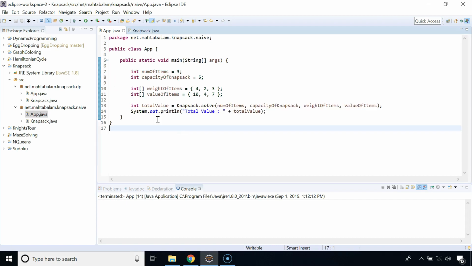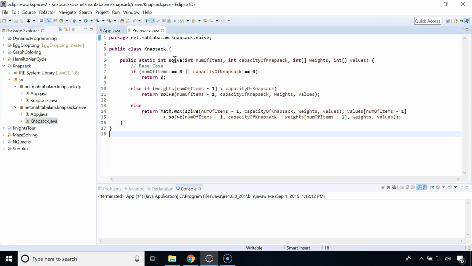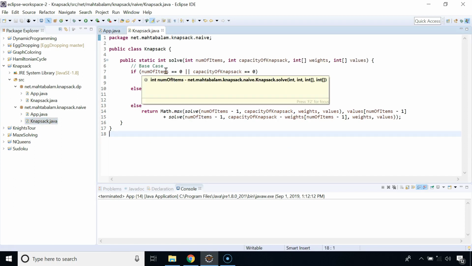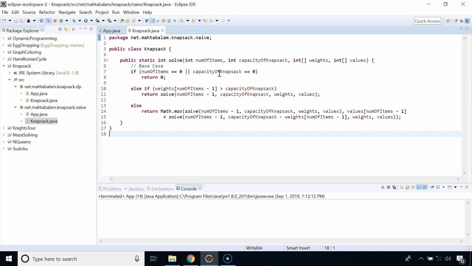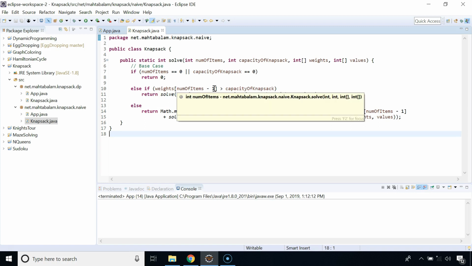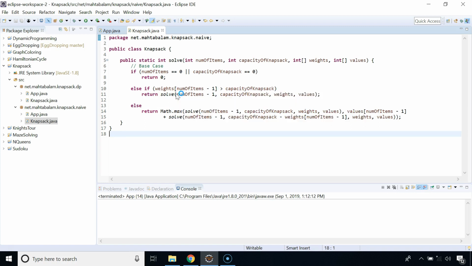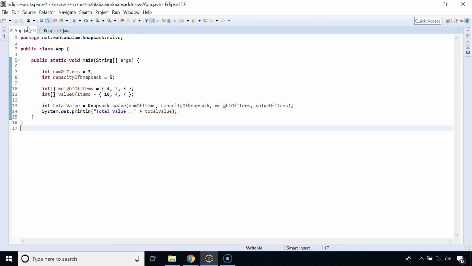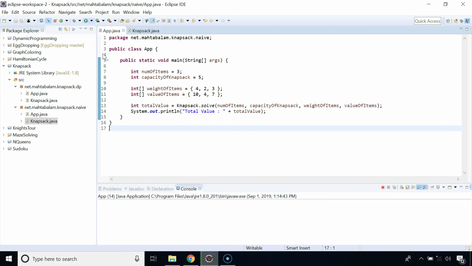Now we can solve the 0-1 knapsack problem using recursion. In the recursive approach, we have the solve method, which is a recursive method. This is the base case. When the number of items is 0 or the capacity of the knapsack is 0, we return 0. And if the weight of the item is greater than the capacity of the knapsack, we exclude the item. Otherwise, we take the maximum out of these two cases, when we exclude the item or when we include the item. So let's execute the code. So we get the total value as 11.